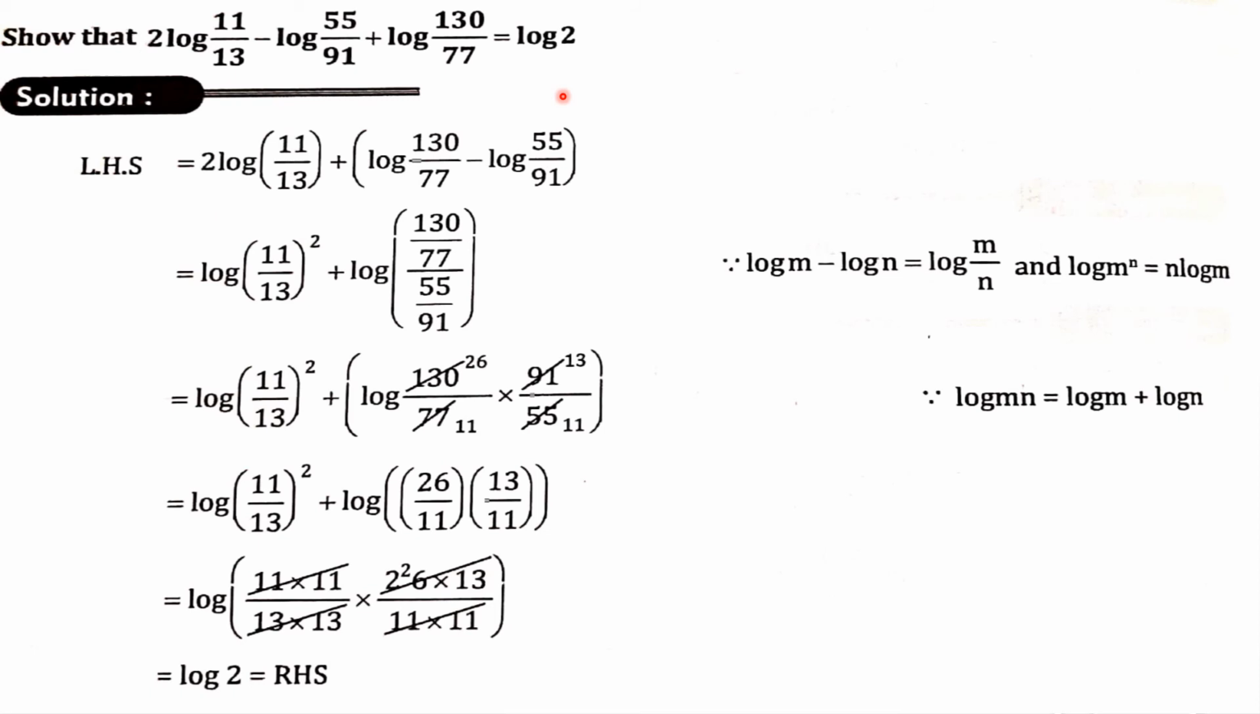So be careful. What you are supposed to do is, here you should interchange the values. Why? Because you can write in the format of this fraction value, that is log m divided by n. So only to bring it this way, what you have done is, you have interchanged the values for this, that is log 130 by 77 minus log 55 by 90.